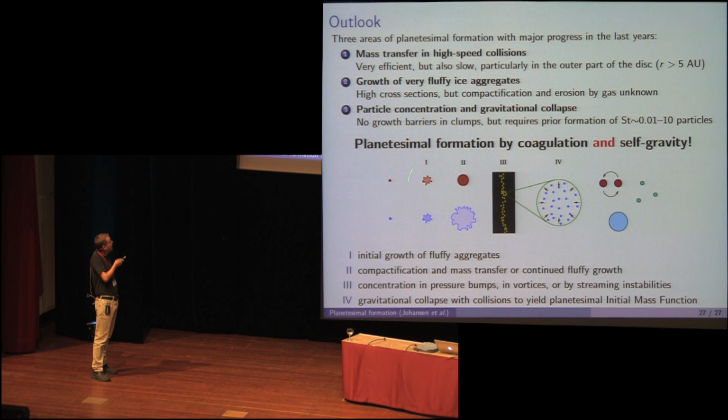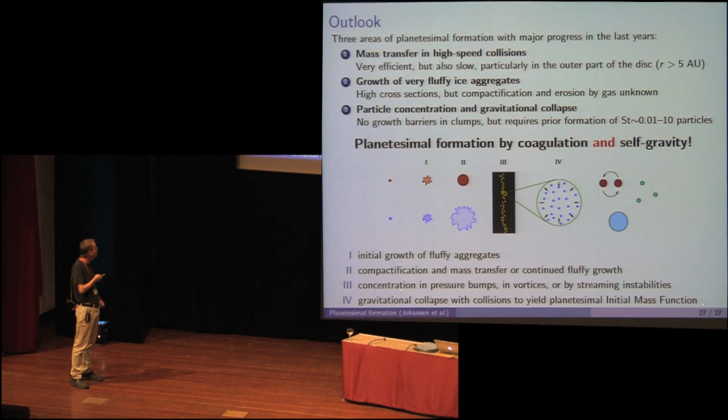So we basically propose a 4-phase model of planetesimal formation, where in the initial phase we have the growth of fluffy aggregates. And then in phase number 2, either you get compactification and mass transfer, such as here, or you get the continued growth of fluffy aggregates. But under all circumstances, when you come to phase 3, and the particles grow to approximately Stokes number 1, then they concentrate in pressure bumps and vortices and by streaming instability. And then finally, you have a gravitational collapse that yields the planetesimal initial mass function, which could be binaries, could be large dwarf planets such as Ceres and Pluto, and could even be these small comet nuclei.